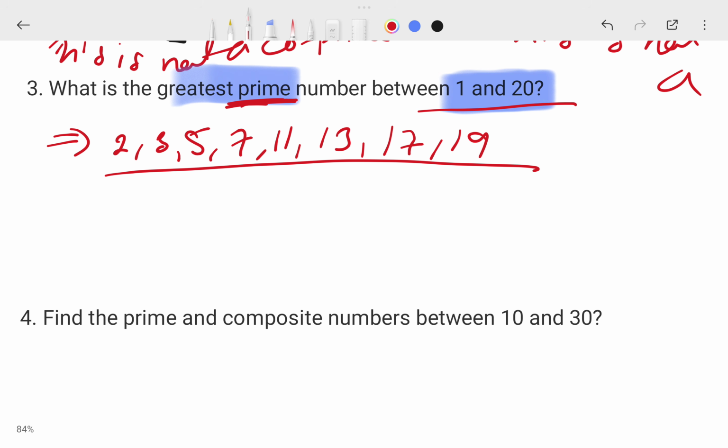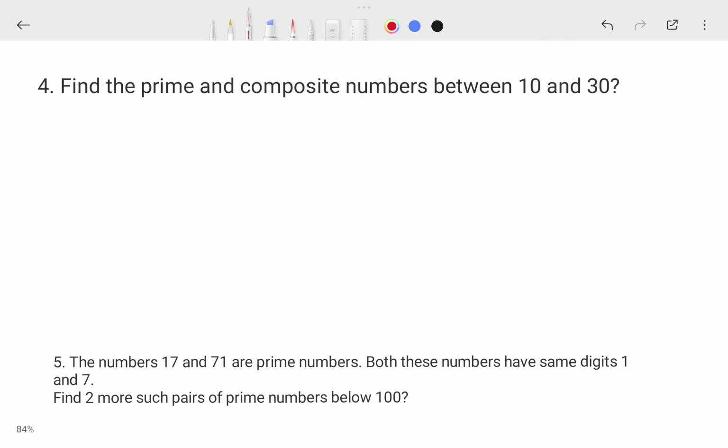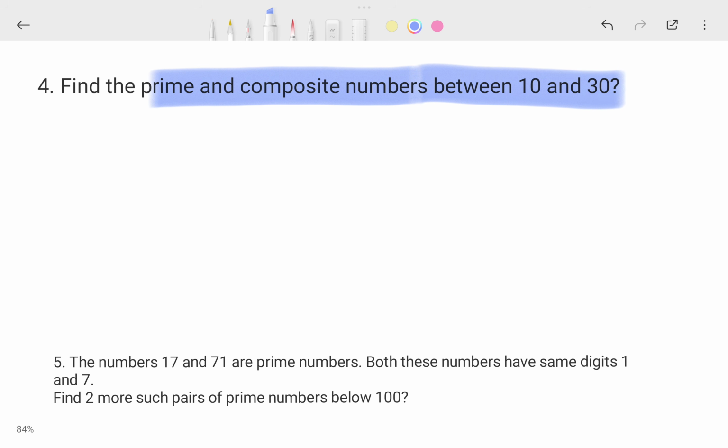Okay, is it clear? Right, so now let's talk about question number 4. Find the prime and composite numbers between 10 and 30. What do we have to find? We have to find the prime numbers and composite numbers between 10 and 30.